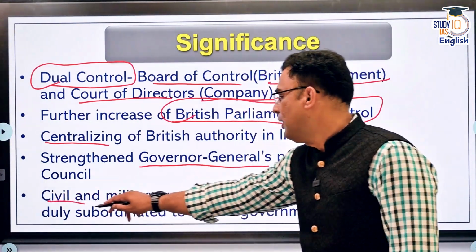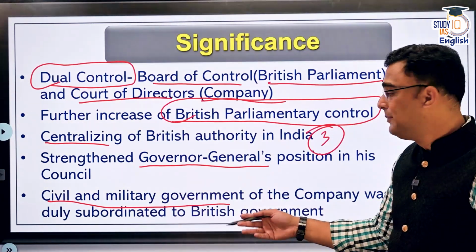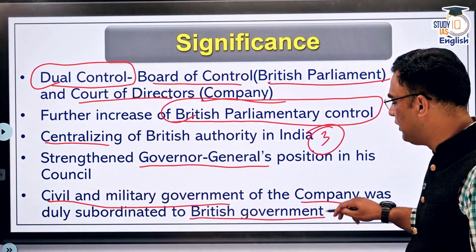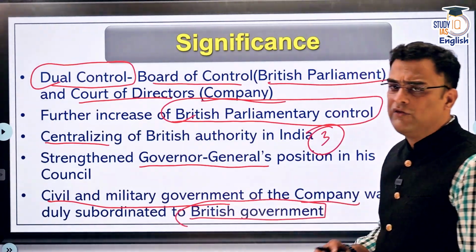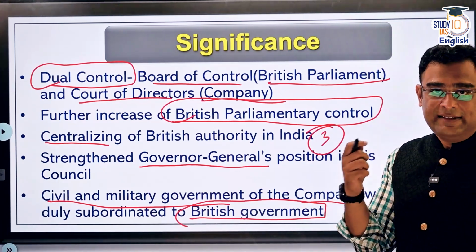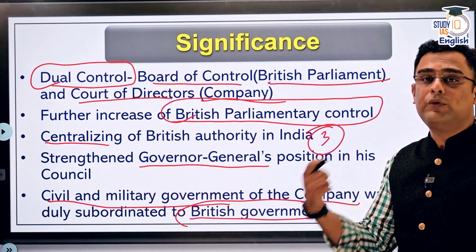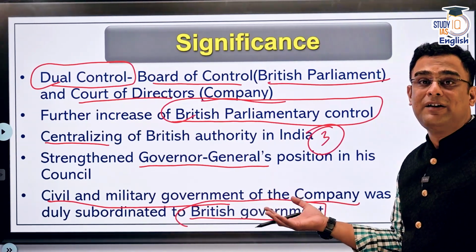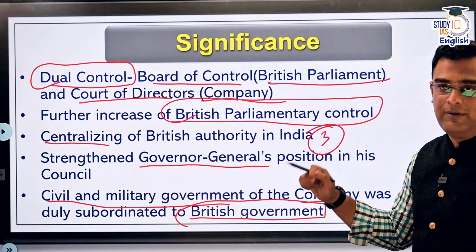The civil and military government of the company was subordinated to the British government completely. So long story short, Pitt's India Act basically increases centralization, improves the power of the Governor General and brings about civil and military control of the British Parliament.